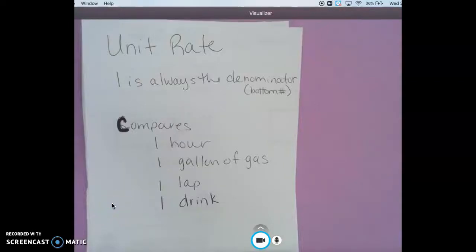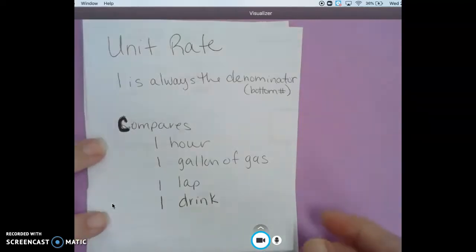Today is going to be all about unit rate, and unit rate is when we make sure that 1 is our denominator, which is the bottom number. So we may be talking about how much we earn in 1 hour, how much does 1 gallon of gas cost, how fast can we run 1 lap around the football field, how much does 1 drink cost out of a pack. We'll start with that last one just for an example.